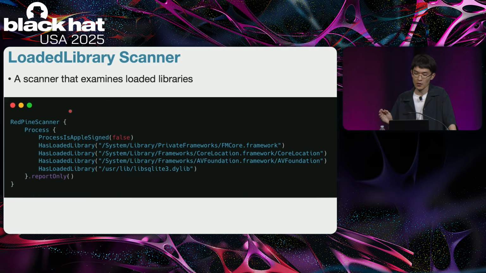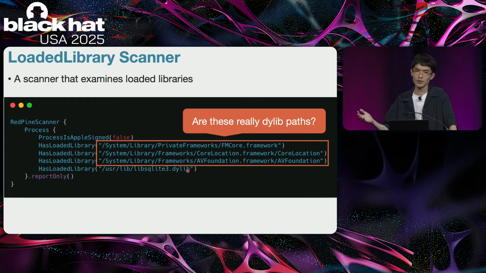Next, let's take a closer look at the loaded library scanner. Here's the remediation logic. It checks whether a process has specific loaded libraries based on file path. In this case, 4 file paths are specified: FMCore framework, CoreLocation, AVFoundation, and libsqlite3 dylib. Here, what really caught my attention were the paths themselves. Do these actually point to dylib files?